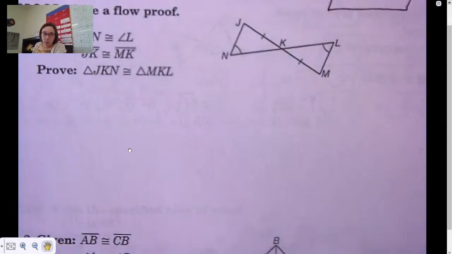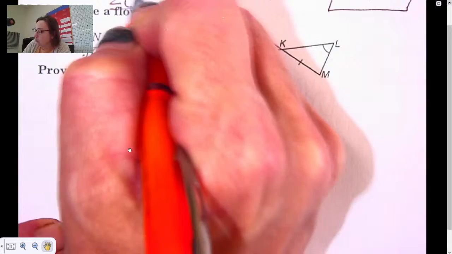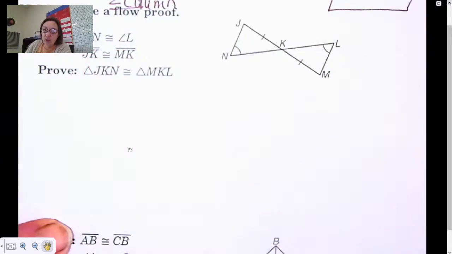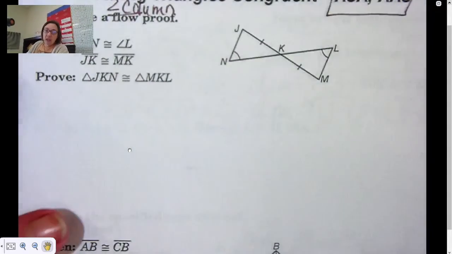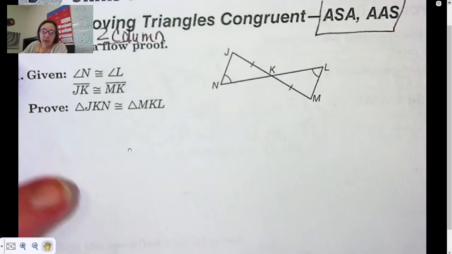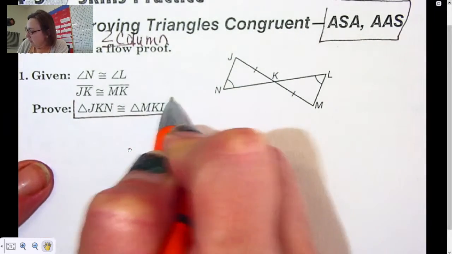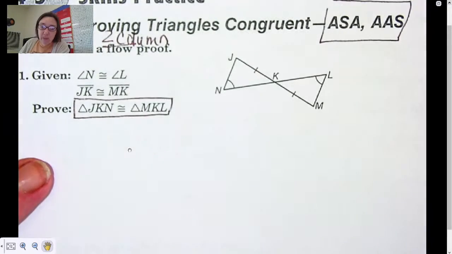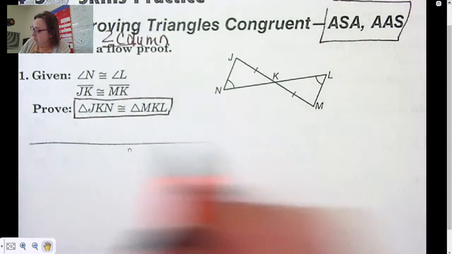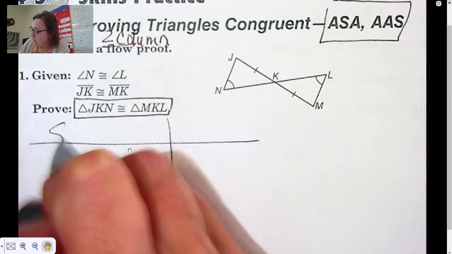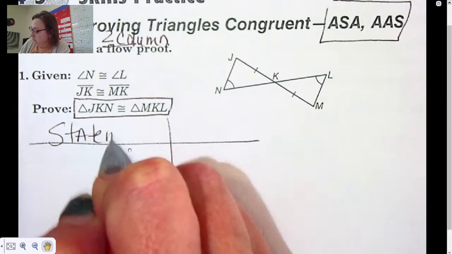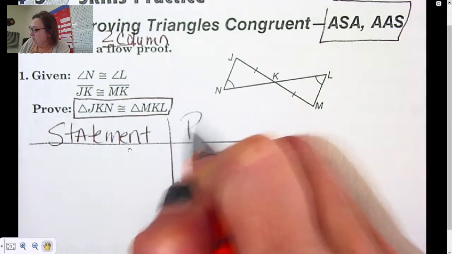Now, on number 1, it says write a flow proof, but we're only going to focus on 2-column proofs for just a little while. So we're going to change that to 2-column proof. So we're going to write a 2-column proof to prove, here's what we're trying to prove, triangle JKN is congruent to triangle MKL. So we're going to set it up. Statements on one side, reasons on the other.